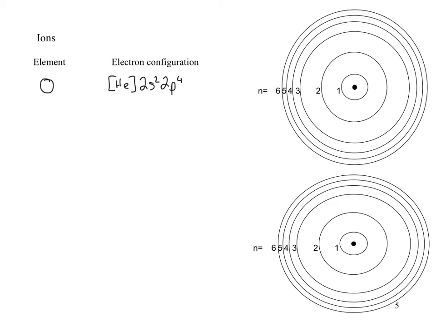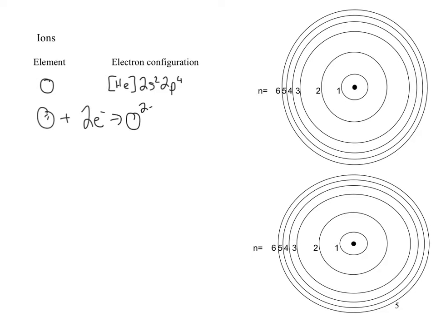2p4. Okay, so when oxygen forms an ion, it's actually going to gain 2 electrons, and that's going to cause it to form oxygen 2-. So with those 2 electrons, when you write your electron configuration, you just need to add 2 more electrons.